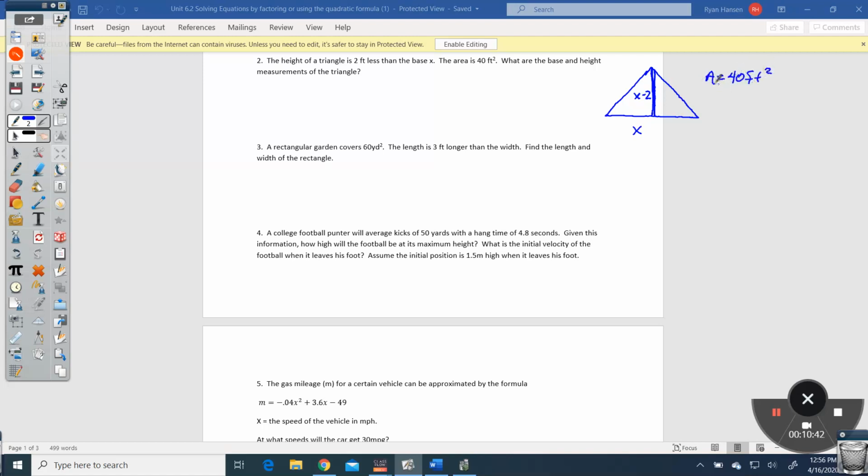So now that we have this, we need to think, how can I relate these and my given information to create an equation? And if you remember, the area of a triangle is 1/2 base times height. Well, I know the area is 40, so I put 40 in there. 1/2 my base is x, my height is x minus 2. So I now have a problem where I have just x's. I could figure out how to solve this.